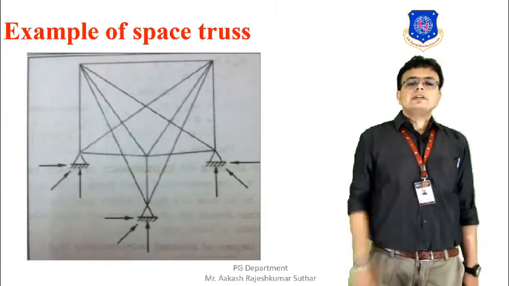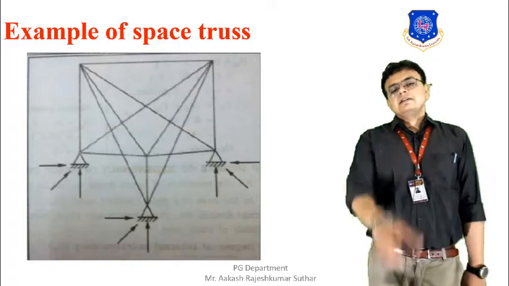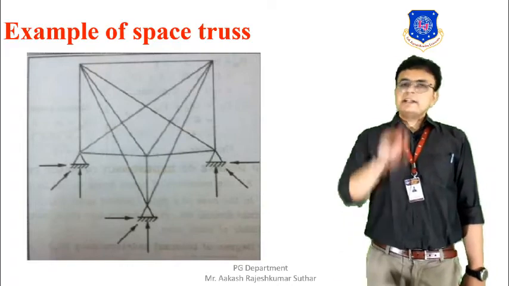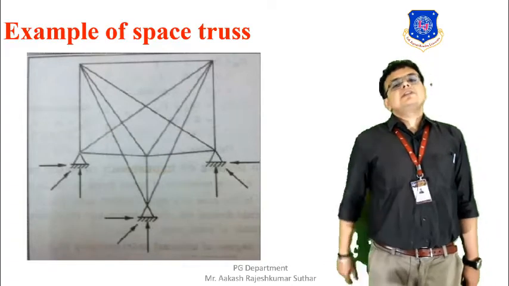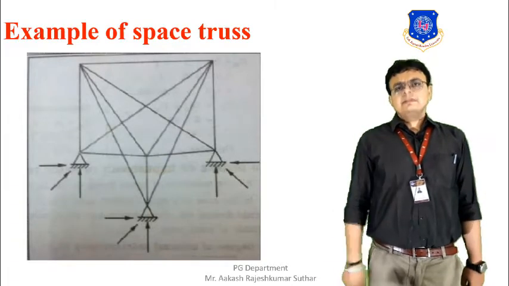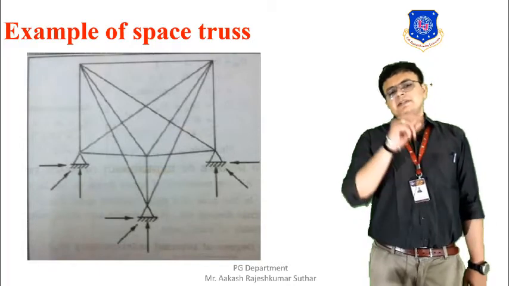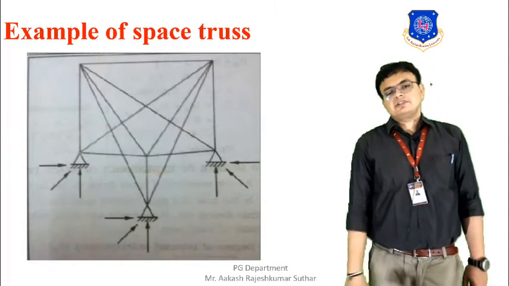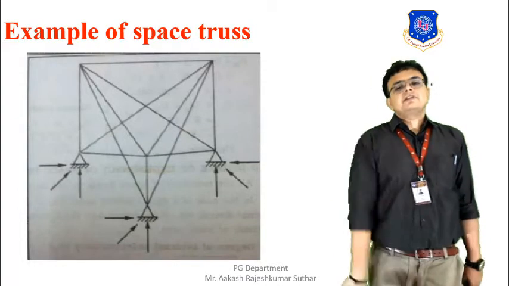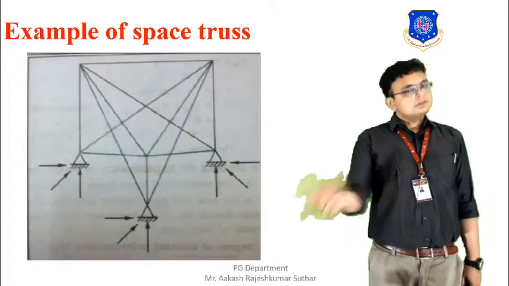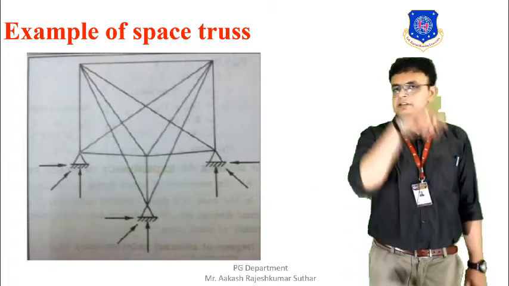So you can see over here, the space truss has three supports, and all three supports are pin jointed, means a hinge. Because of this, each will have three reactions, reaction in all three directions: y direction, x direction, z direction. So three supports, three reactions. So let's solve it.